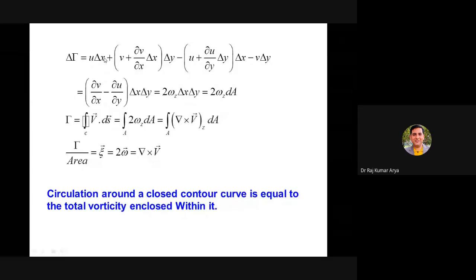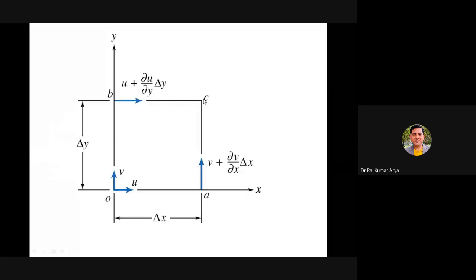Now from point A to C, this is the velocity in the y direction, multiplied by your delta y, so that you reach point C here. So you have v plus del v upon del x into dx, multiplied by delta y. So you reach point C.